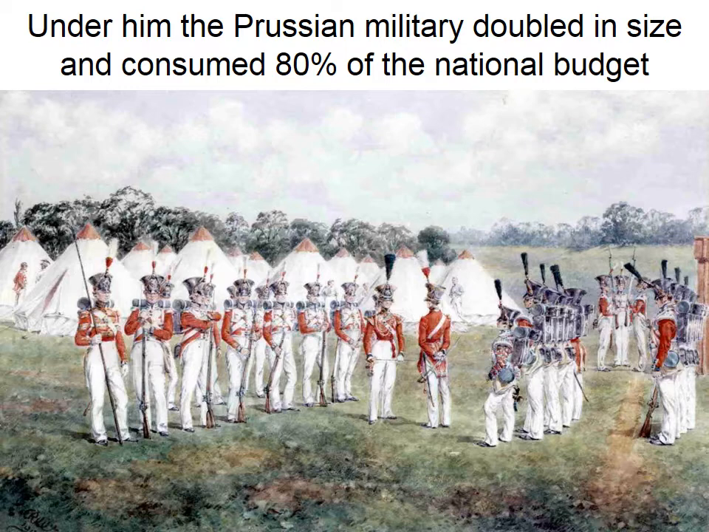But he really saw this as necessary because Prussia was otherwise considered useless to the rest of the Holy Roman Empire. So he wanted to make sure that he was able to put himself on the map. And he did so by building a strong military.